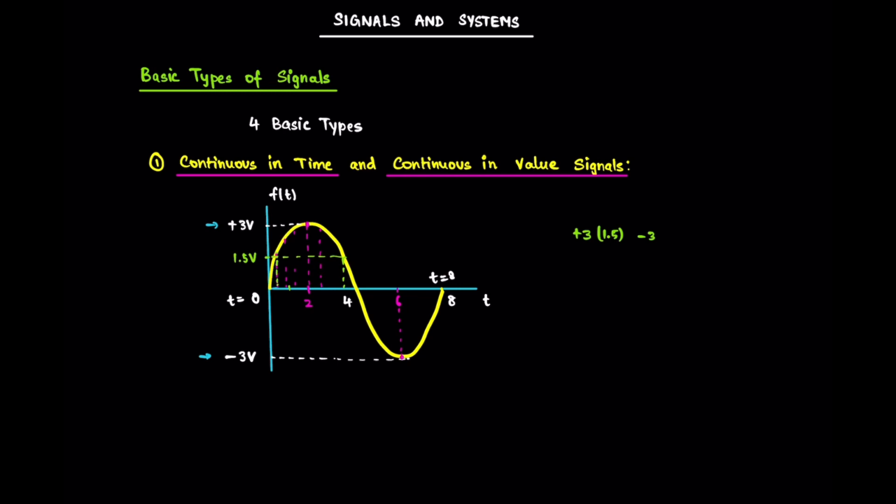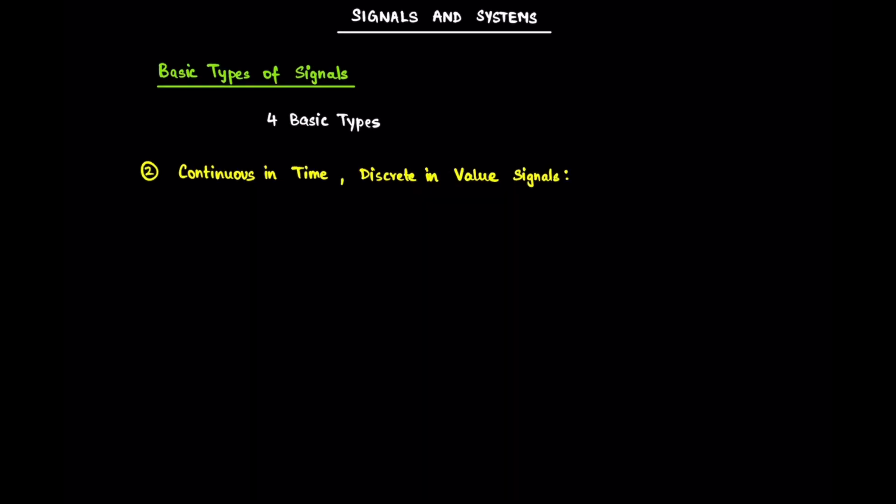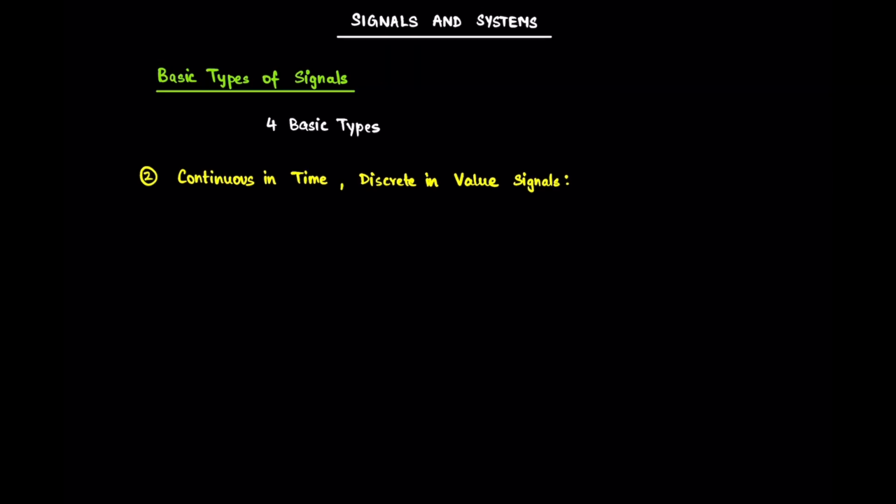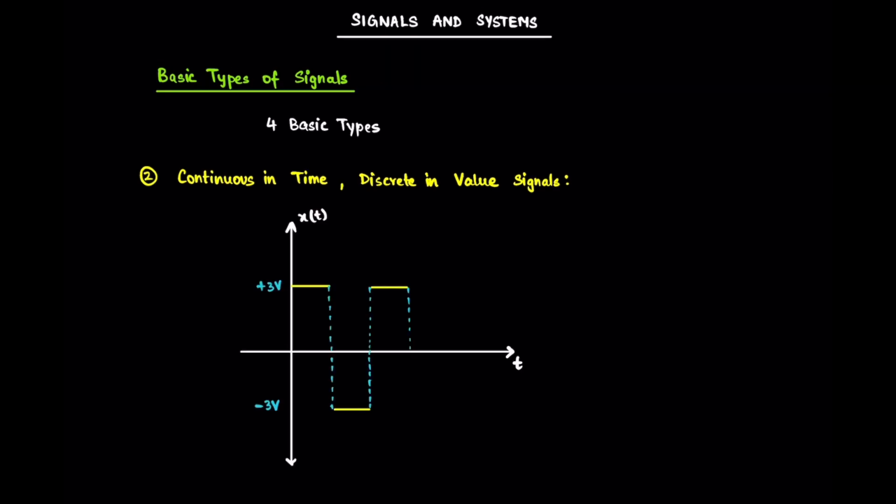Now let's move on to the next type of signals. The next type of signal is the continuous in time but discrete in value signal. Suppose we have a signal x of t with respect to t. In this signal, we can see that there are dotted lines. The dotted lines in this signal denote that the values in the signal are discontinuous.